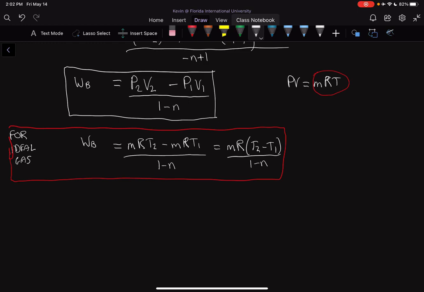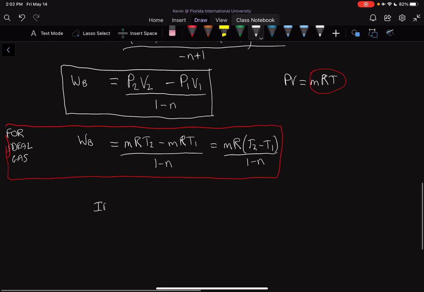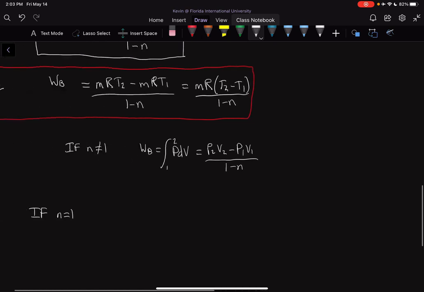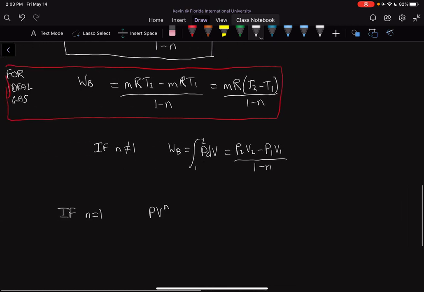So what we can say is that if n is not equal to 1, so if we know that n is not equal to 1, we can say that work boundary is equal to the integral from 1 to 2 of PdV, which is equal to P2V2 minus P1V1 over 1 minus n. Now, if n is equal to 1, we sort of have to restart the problem. If n is equal to 1, we can now say that PV to the n is just equal to PV, and that's a constant. So we know PV is a constant. Okay, it's just PV because n is equal to 1.